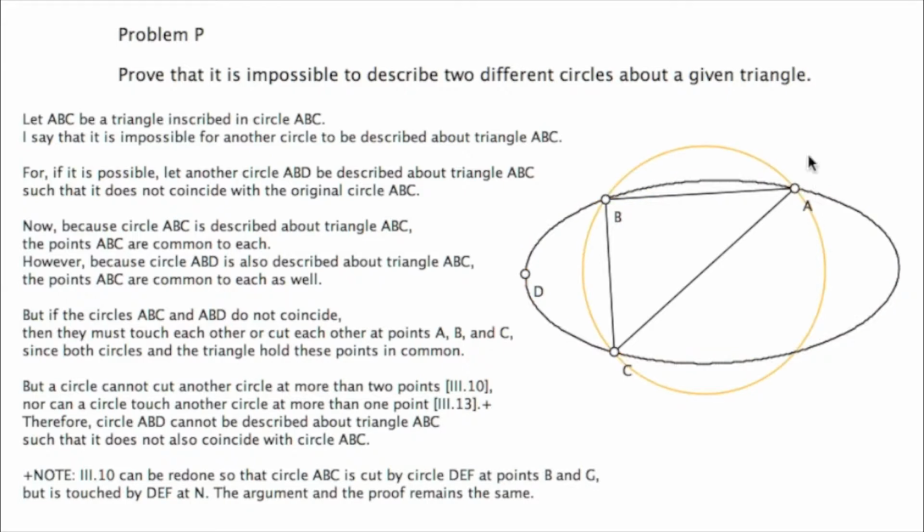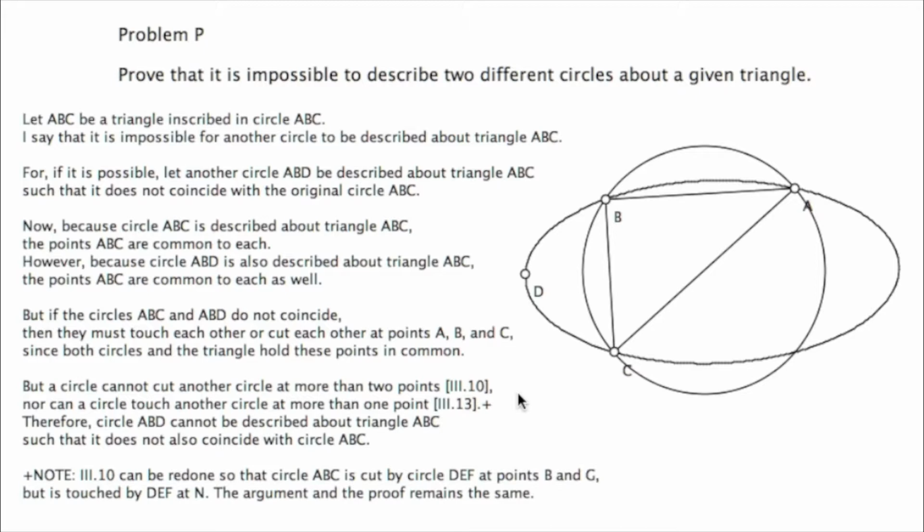Now this is where the problems begin. If the circles ABC and ABD do not coincide, so if they really are different circles, then they must touch each other or cut each other at points A, B, and C. That's the only way that they can have those 3 points in common without coinciding: they either have to cut each other at those points or touch each other at those points, right? But a circle cannot cut another circle at more than 2 points. We know this from proposition 10. A circle cannot cut another circle at more than 2 points.